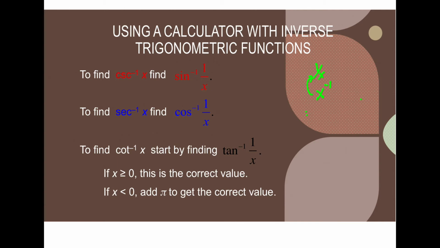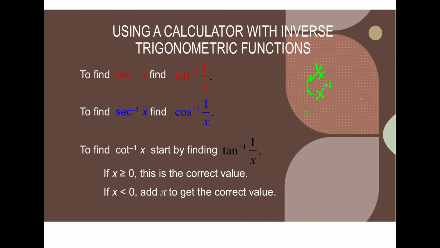So in taking the arc cosecant, I simply take the x value that we're given, put it under 1, so hit x to the -1 or this button, and then find the arc sine of it. That will give me the arc cosecant. And the same is true for secant. Take the value of x, hit x to the -1 or 1/x, then take the arc cosine, and that will give me the arc secant value.